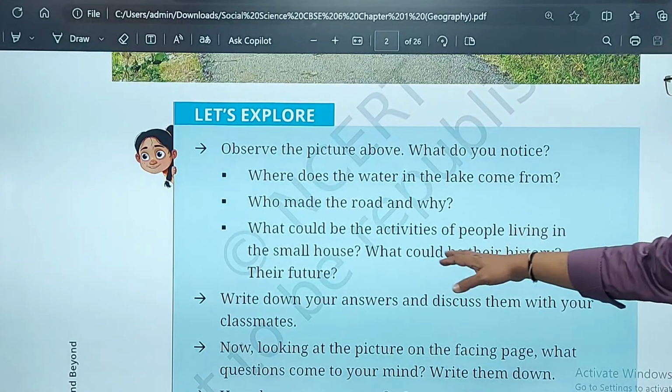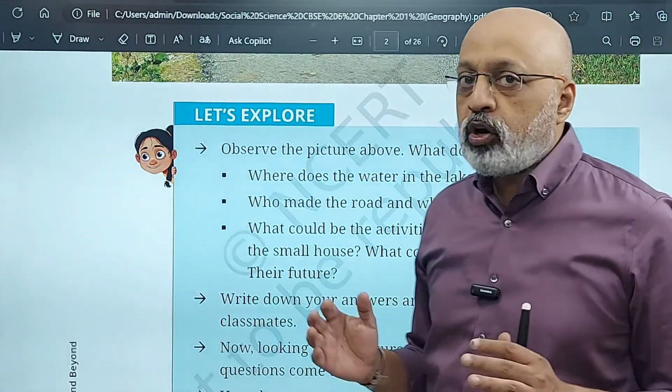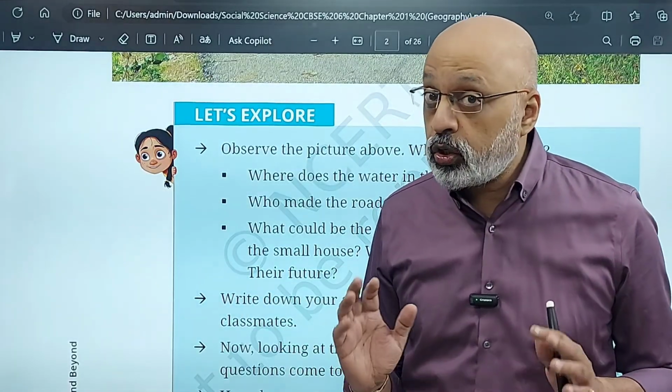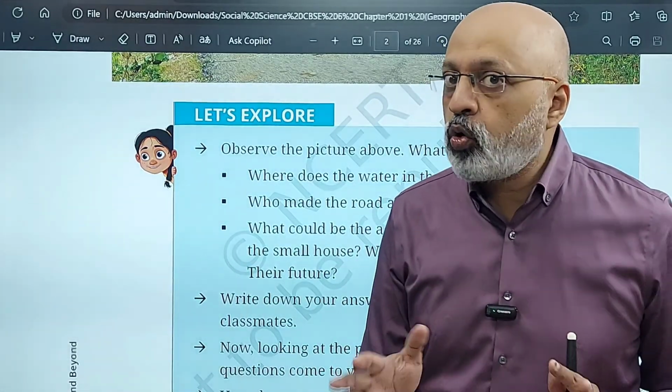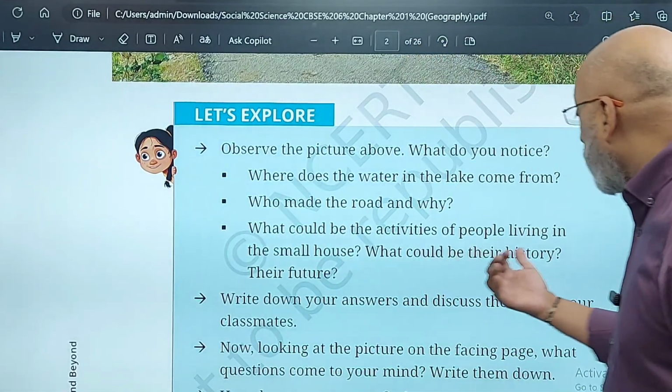Then what could be the history, their future? Their future is not very bleak, because they need to have a school where they can send their children to, so the future does not look very bright unless they get the amenities to make their life better. What could be their history?